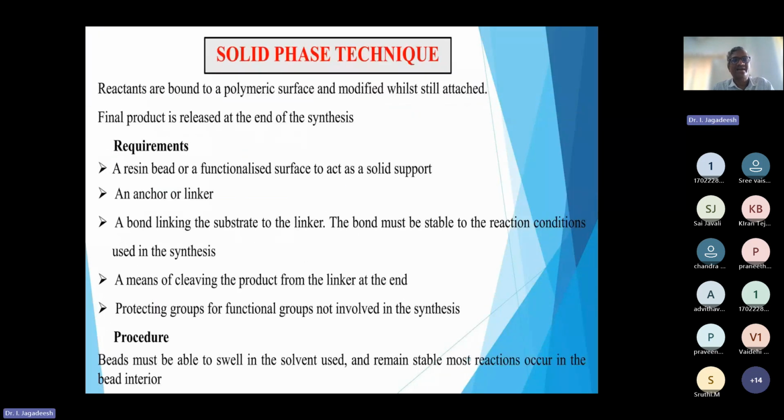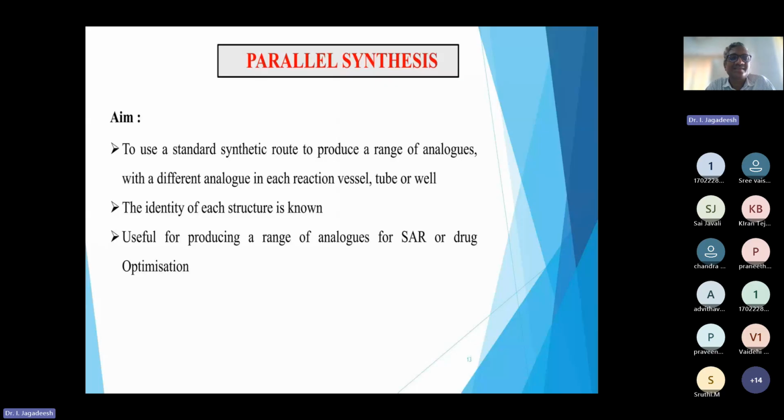So coming back to our parallel synthesis. The aim is to use a standard synthetic route to produce a range of analogs, with a different analog in each reaction vessel, tube or well. Most of the time it can be a tube, where you can have a continuous synthesis pathway. It can be a vessel, which provides somewhat larger quantities if you want to synthesize, and you can optimize the volume also. And sometimes it is a well, where small microliter volumes are present, because your consumption of the chemical is in very micro quantities.